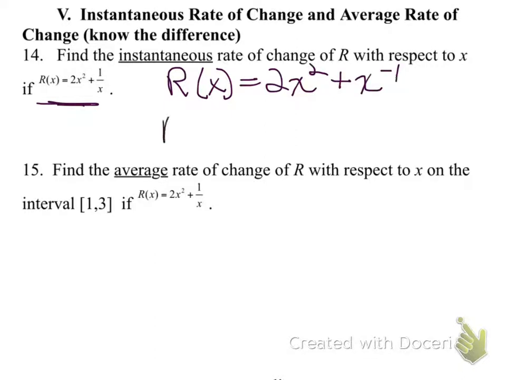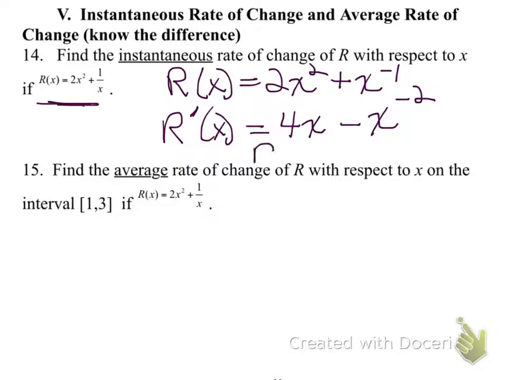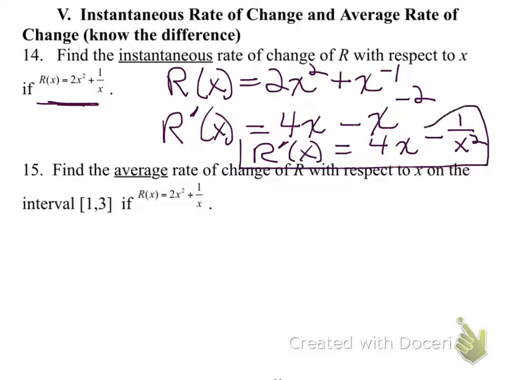Now go ahead and take the derivative. The derivative gives you your instantaneous rate of change. So that's going to be 4x minus x to the negative 2. Now you should clean that up and say that you have 4x minus 1 over x squared. That's the best form in which to write your answer. Okay, let's go right into number 15.